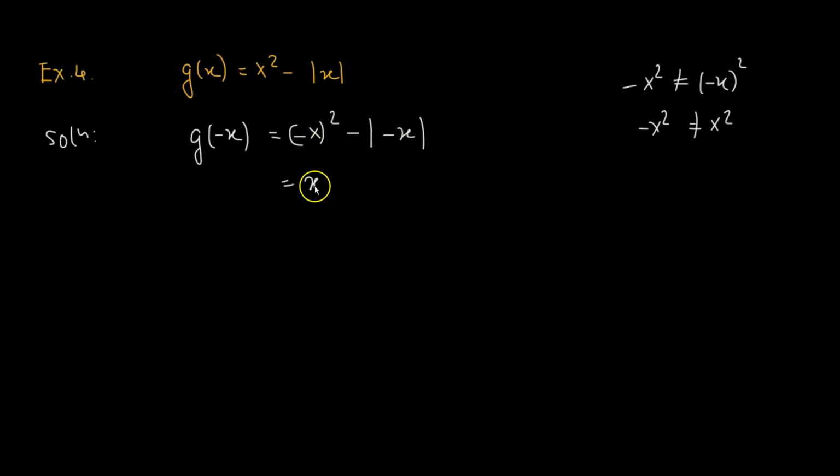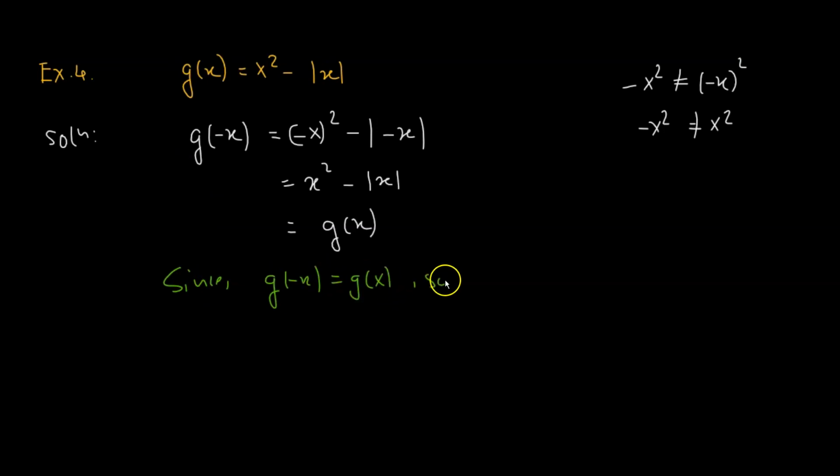So negative x whole squared will be x squared minus, now since we have absolute value of negative x, that's simply the absolute value of positive x. That means the same thing. So this gives back the original function g of x. Now we'll write down since g of negative x is equal to g of x, so our function, now we have considered g here, so g is an even function.